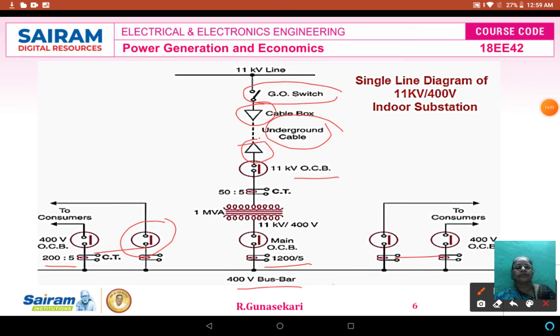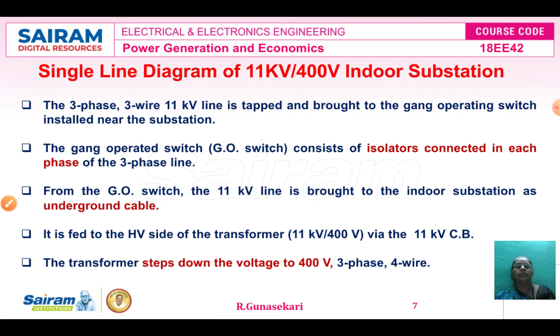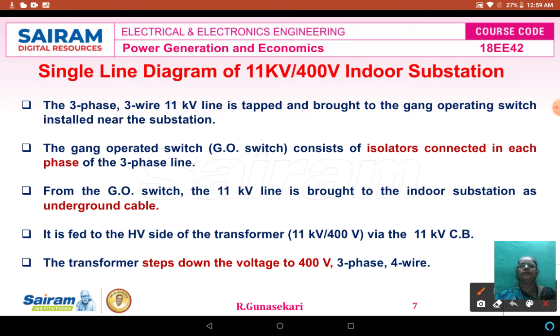This is the single line diagram of the 11 kV/400 volt indoor substation. Now we study the important technical key points. This is the 3-phase 3-wire system. The 11 kV is the input. The GO switch means hand operated switch, which consists of an isolator connected in each phase of the 3-phase line only.